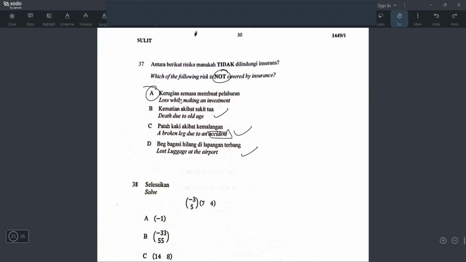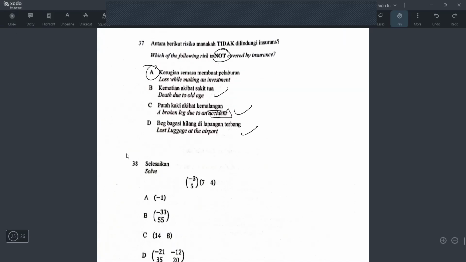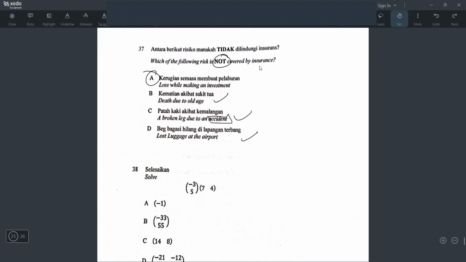If you rugi masa pelaburan, it's like, okay, it's your choice, right? You made the choice to invest. Okay, death due to old age, broken leg, accident, lost luggage, these are not your choice. Okay, it's like you can't predict it. So the answer is A lah. Nothing much to explain lah. You just have to understand the meaning of insurance.